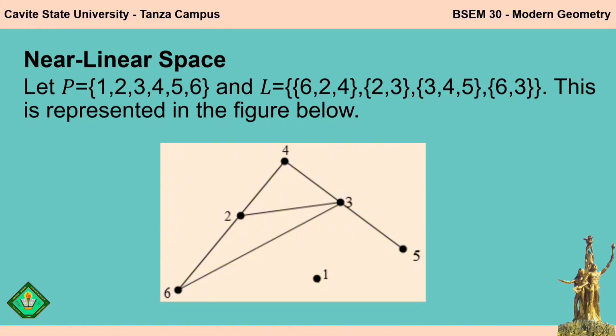This is a near linear space because any line has at least 2 points. So in the list of lines, there are at least 2 points. The first line contains 3 points, so it satisfies the at least 2 points condition, and 2 points are on at most 1 line. So there must be one line or no line that connects each 2 points. That's why point 1 is not connected by a line.